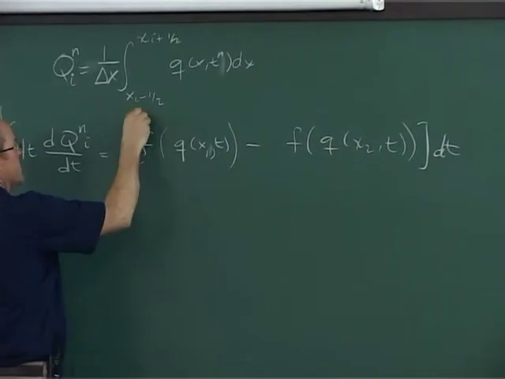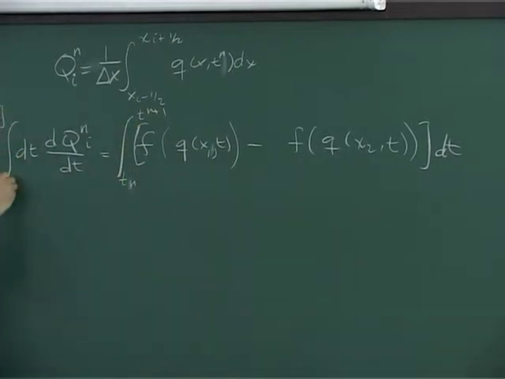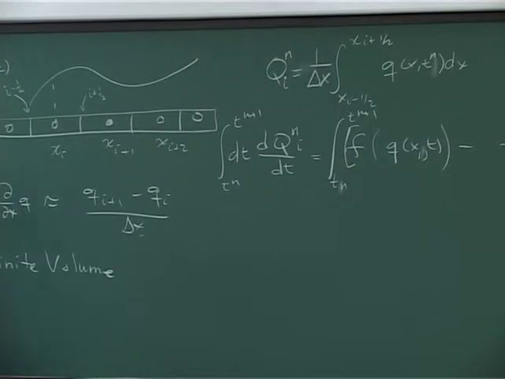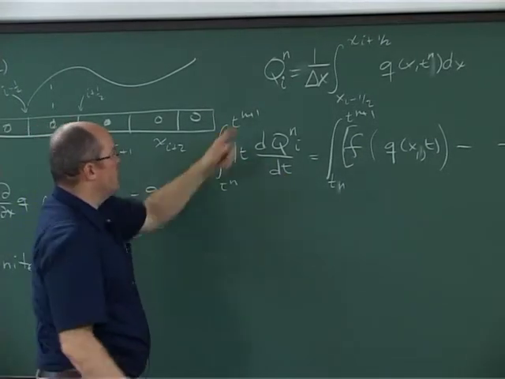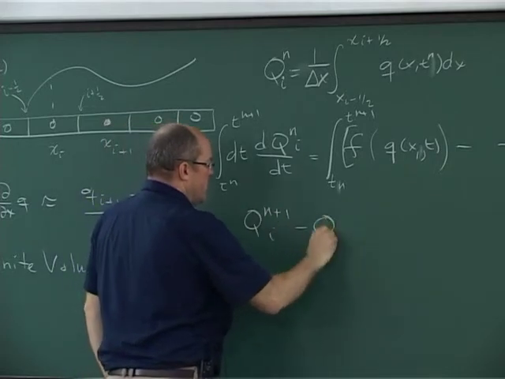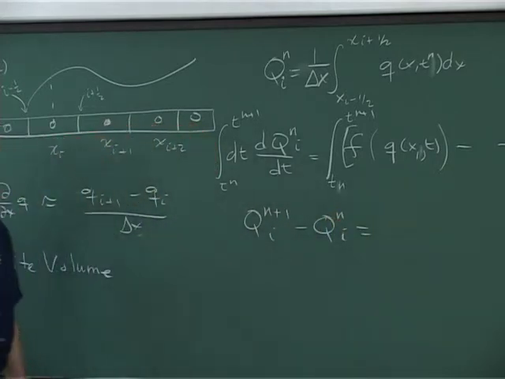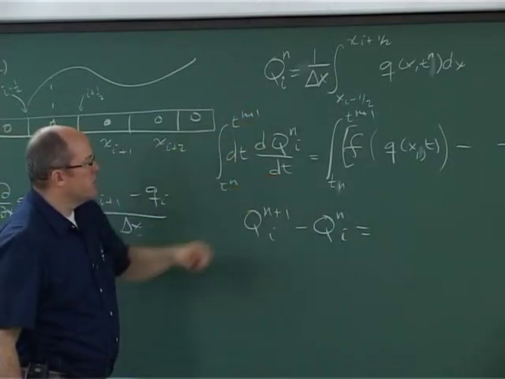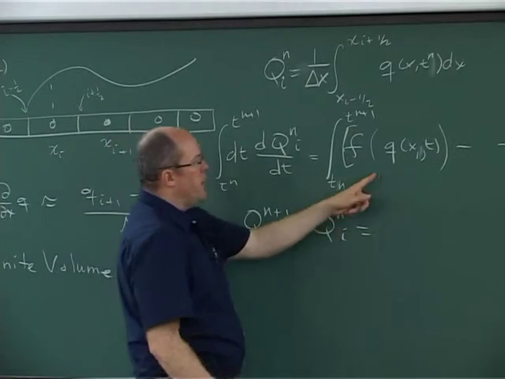From Tn to Tn plus 1, like that. When I integrate, this is a total differential in time, so when I integrate in time, I'm going to get Q_i^{n+1} minus Q_i^n, like that, right? Because it's just a total differential here.